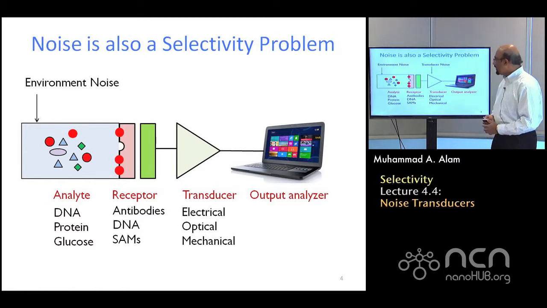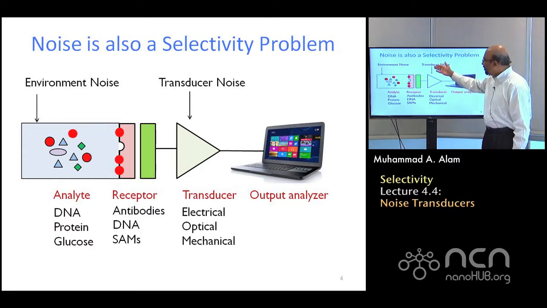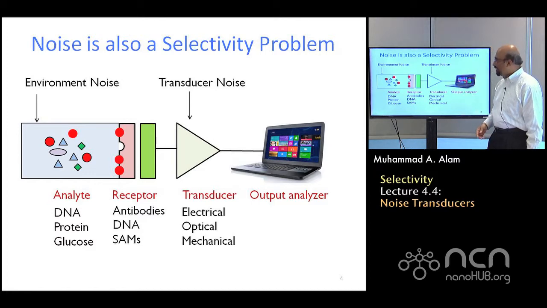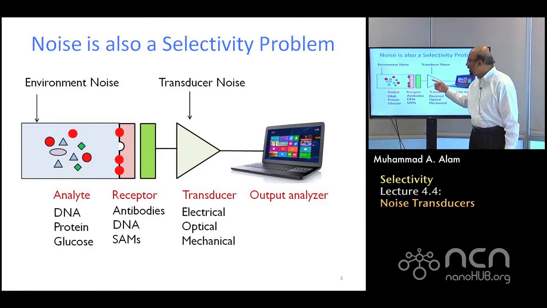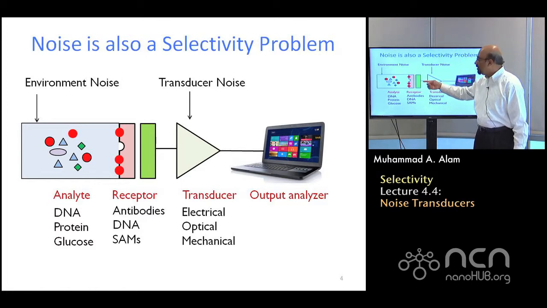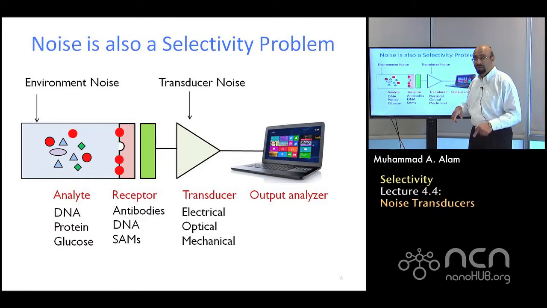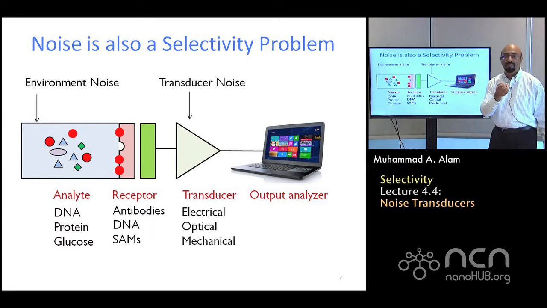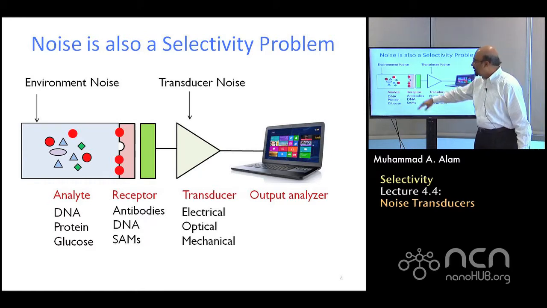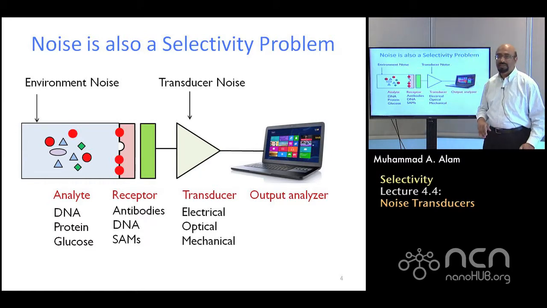Similarly, there will be noise associated with the transducer itself. So for example, we may have captured 3 molecules, but because of the noise going in the opposite direction, we may report that we have captured only 1. So therefore, both this transducer and environmental noise can lead to false positive or false negative that we really do not want.